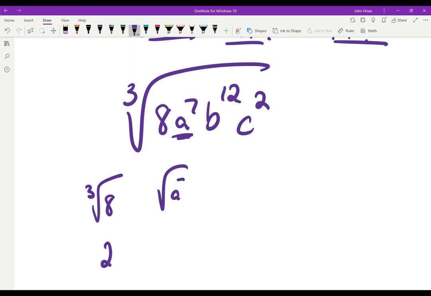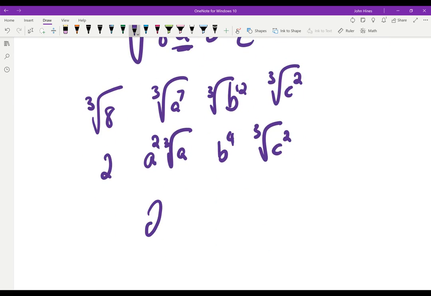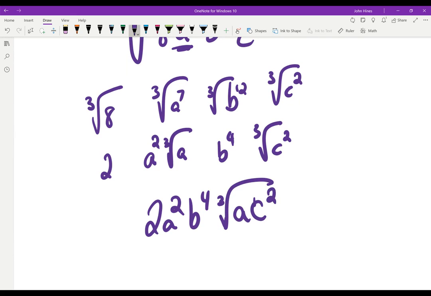How many groups of 3 can I make? I can make 2 groups of 3, and I've got 1 left over. How many groups of 3 can I make? I can make 4 groups of 3, and then I can't make any groups of 3, so there's nothing I can do there. So my final answer is 2a squared b to the fourth, cube root of a c squared.